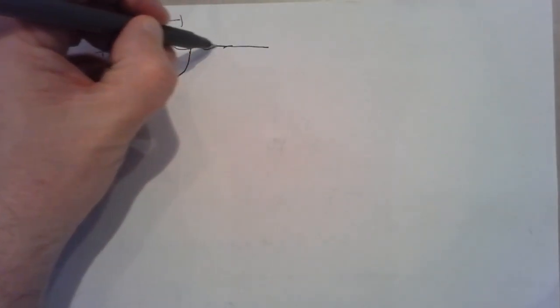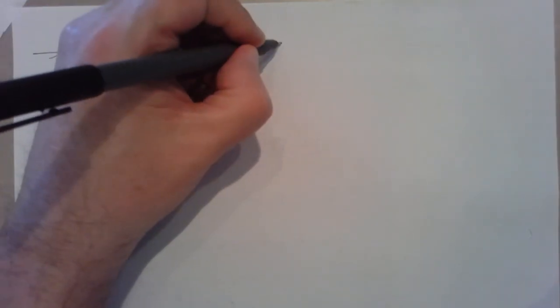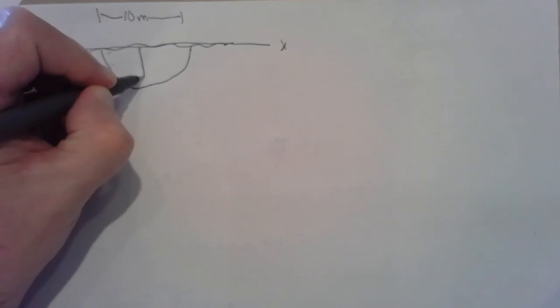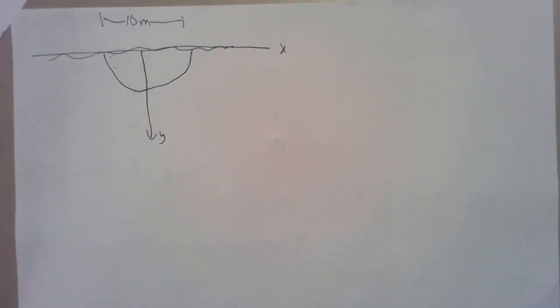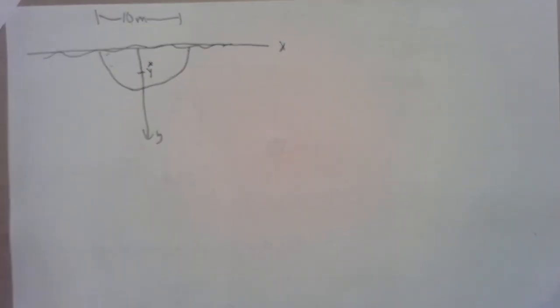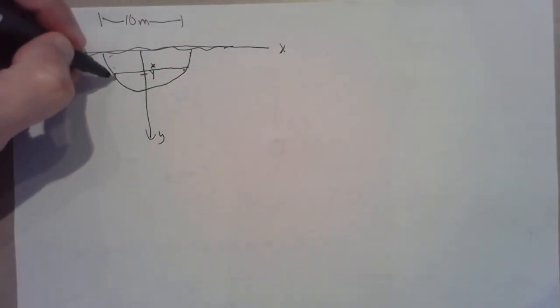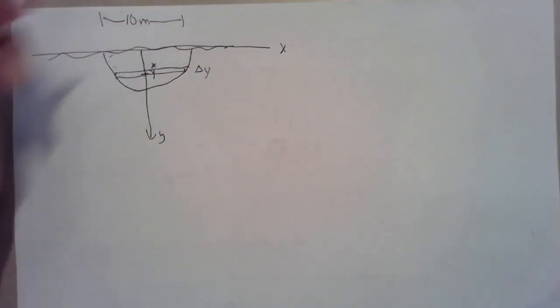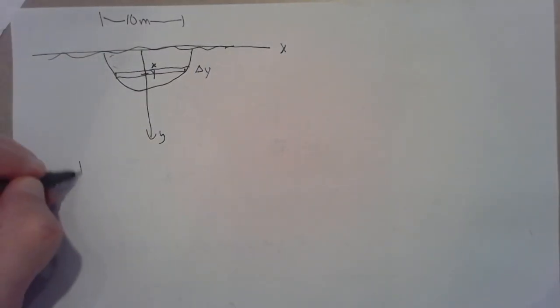So just like always, we call our x-axis right here at the top of the water. Set our y-axis right through the middle, going down. So y goes down. Pick some random spot in the middle and call that y star or yi or some special y. And think about this little sliver right here. That's delta y thick. Y again is going to be our variable of integration.